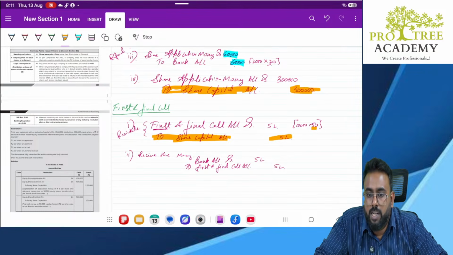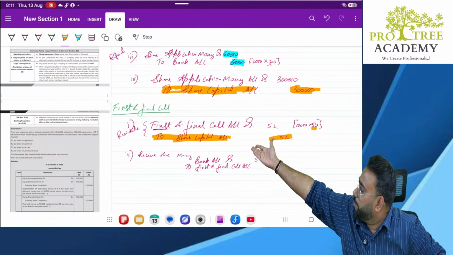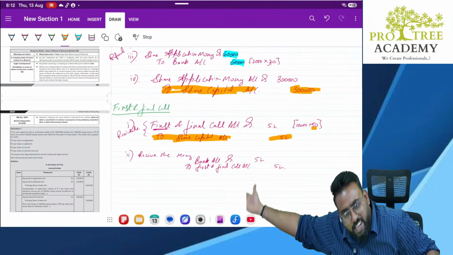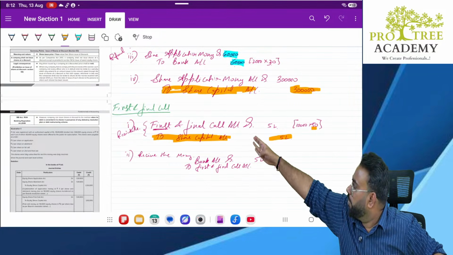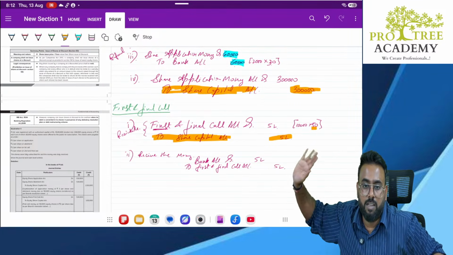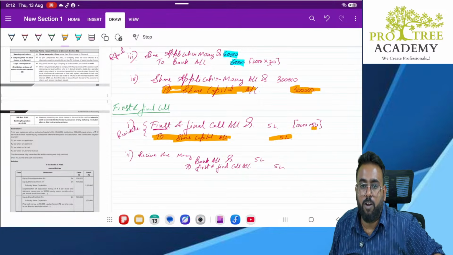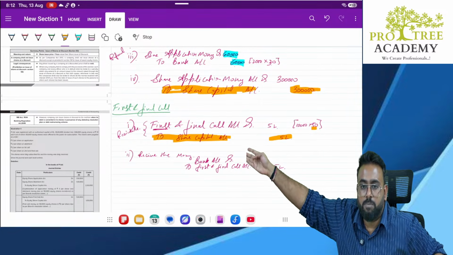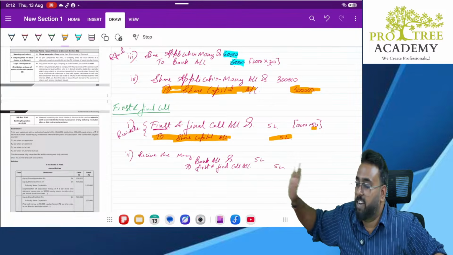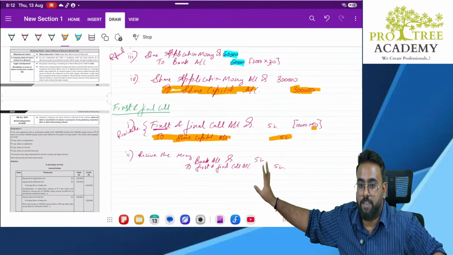Then what is the entry, sir? Same entry. First and final call is the same. The same kind of entry comes. Suppose in first call you called 10 rupees, your 5 lakh will become 1 lakh. Again I called, second call, for 20 rupees. Instead of first call, you use the word second call in the ledger name. Second call account. Final will not come.